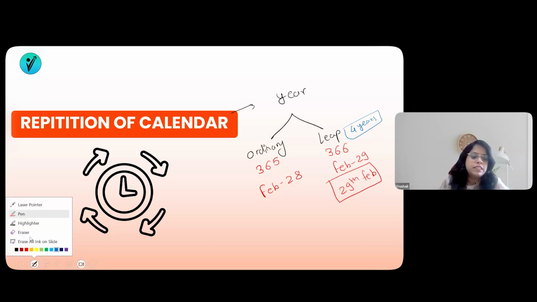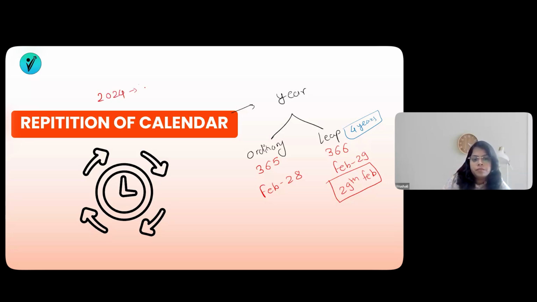Suppose we see 2024, this 2024 is a leap year. The next leap year will be after 4 years, that means 2028. The previous leap year was 2020. After every 4 years there is a leap year, right? So how do we check whether a year is an ordinary or leap year? We simply divide by 4. If it is divisible, then it will be a leap year. If it is not divisible, then it will be an ordinary year.